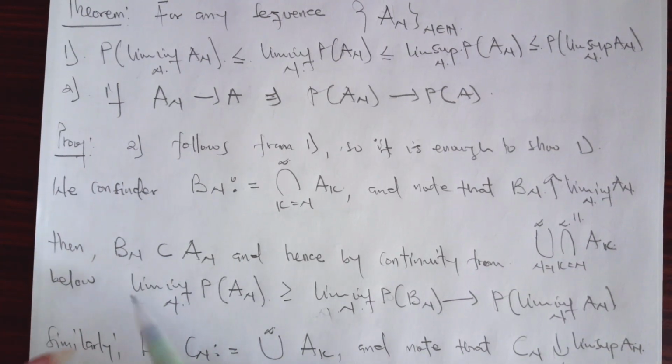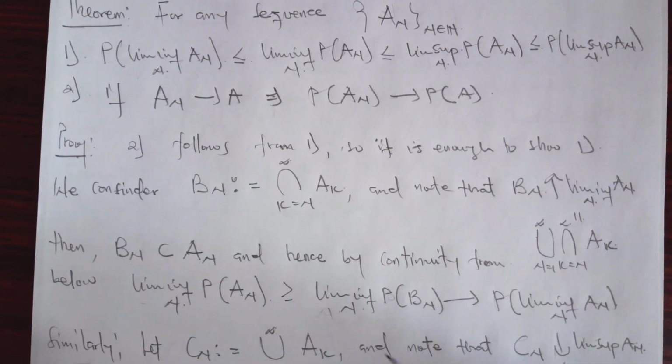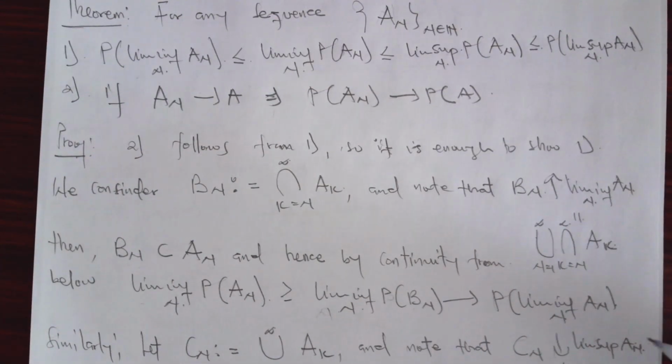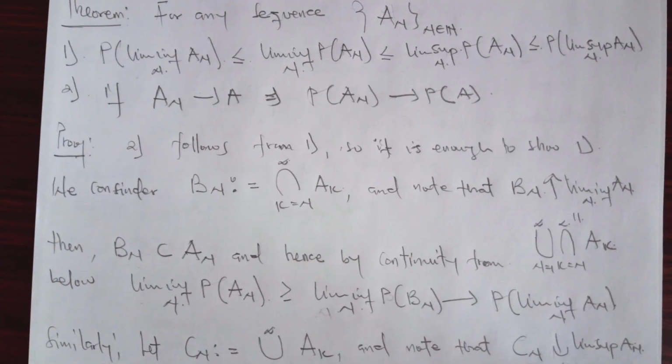Of Bn, and we take the lemma through them. Realize that Bn approaches the lim inf of An from below, so we replace it by that. We are done with the proof for this.